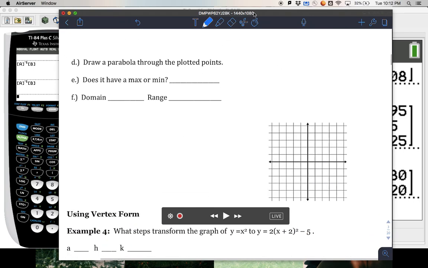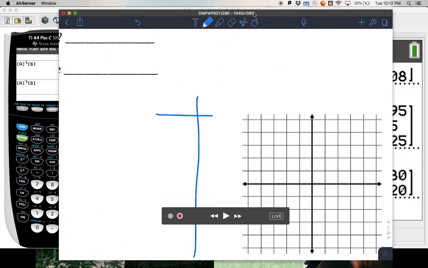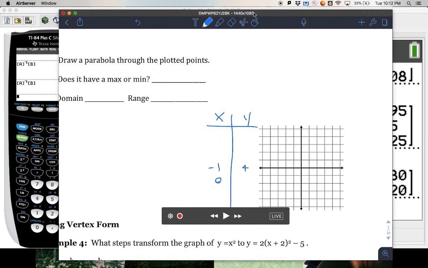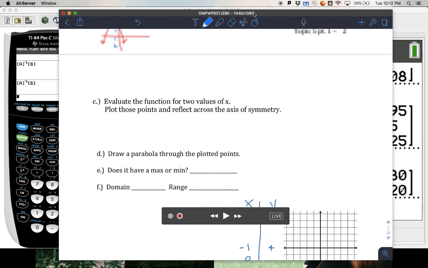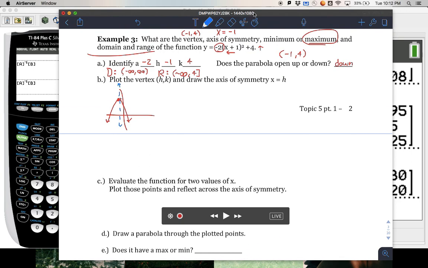Evaluate, yeah, we'll do that. Okay, so here's what they mean by that. We're going to make a table here. And since we know the vertex is at (-1, 4), we want to stay kind of near that. Always a good number to plug in and see what's going on is 0, because 0 is very easy to plug into that function. So I'm going to write it up here at the top of the page so we have it: -2(x + 1)² + 4.